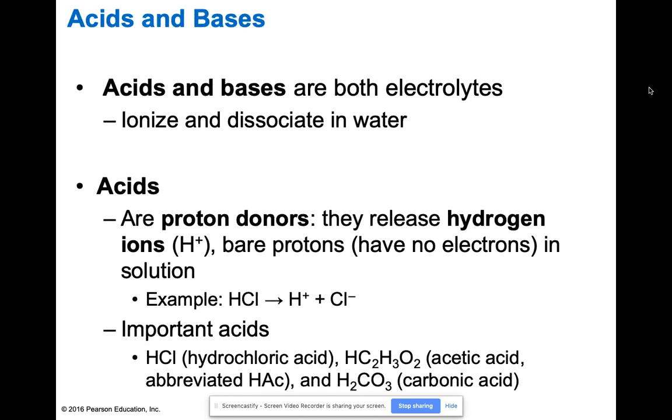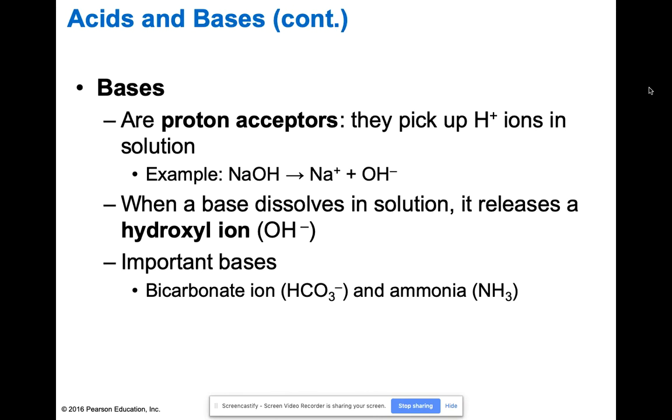We also are going to talk about acids and bases here. So we're talking about pH. Acids and bases are both electrolytes. They ionize and dissociate in water. So acids are considered proton donors. They release hydrogen. So an acid is a substance that contains a lot of hydrogen. And then on the flip side, bases are proton acceptors. They pick up the H plus, so the hydrogen ions. So for example, we have sodium hydroxide here. It dissociates in water. And we have a very high concentration of hydroxide in our bases.